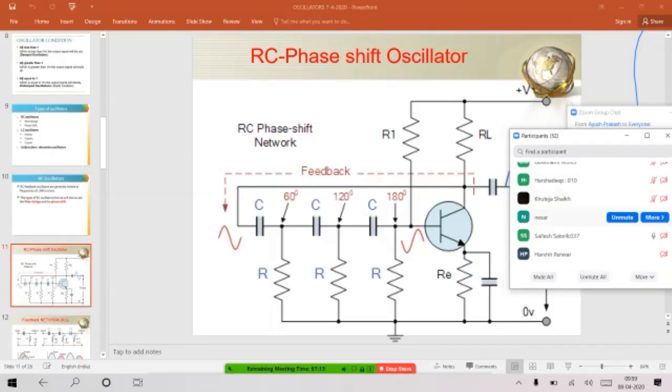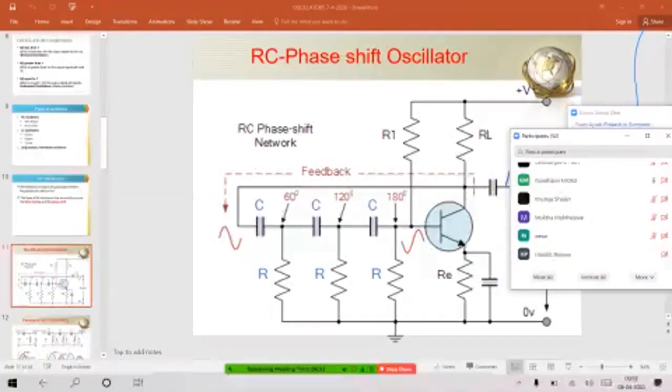What are the two main blocks we can observe here in the circuitry? Block diagram we have seen, right? Yes, sir. What are the two blocks you can see in this circuit diagram? I'm asking. Harshadev. Yes.